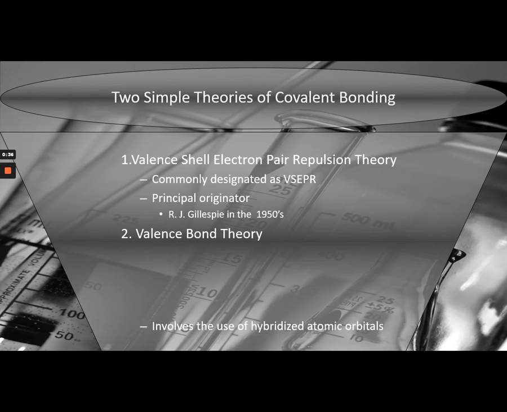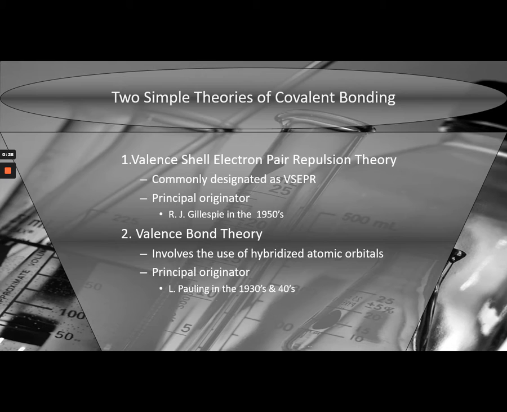There are two simple theories to describe covalent bonding. We're only going to talk about one today. The other is something you would learn in freshman level college chemistry. The one we're going to talk about today is called valence shell electron pair repulsion, also known as VSEPR. The other has to do with the hybridization of those orbitals, s and p and whatnot, and that's for freshman college level chemistry. Okay, so we're only going to talk about VSEPR today.